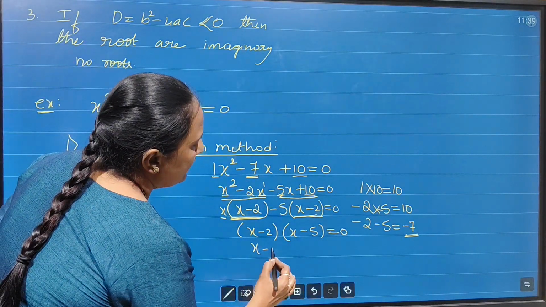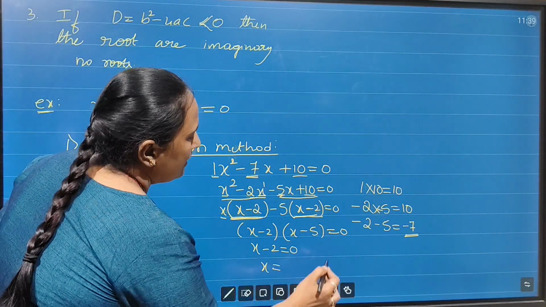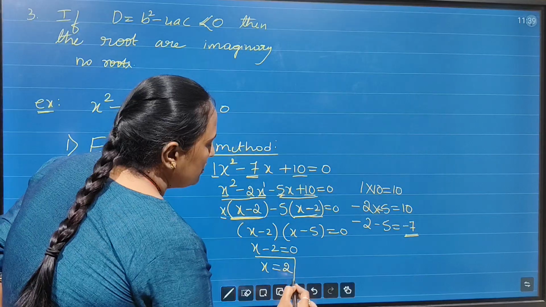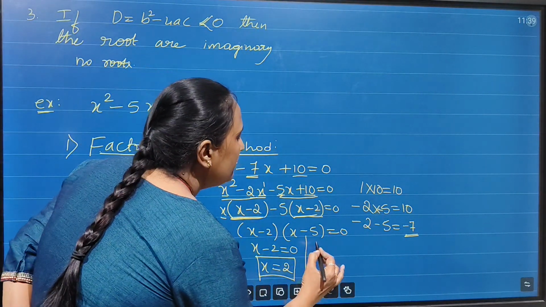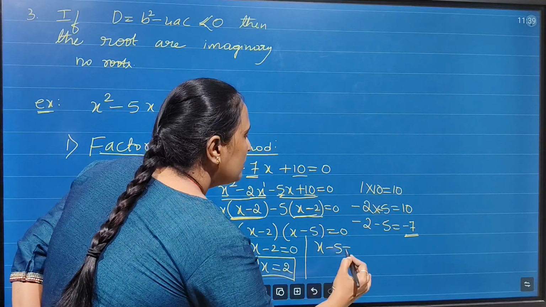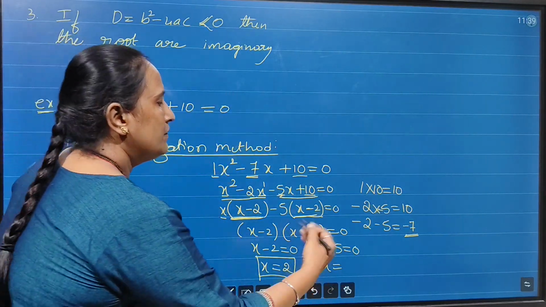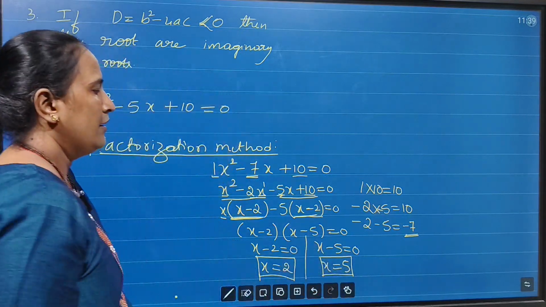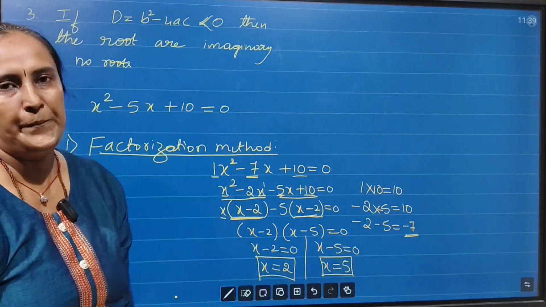Now find the roots. x minus 2 equal to 0. x equal to what? Minus 2. Transfer LHS to RHS means you get positive. x equal to plus 2. That is one root. And the other is x minus 5 equal to 0. Then that is x equal to what? Minus 5, transfer LHS to RHS means you get plus 5. Therefore, the two roots are 2 and 5.